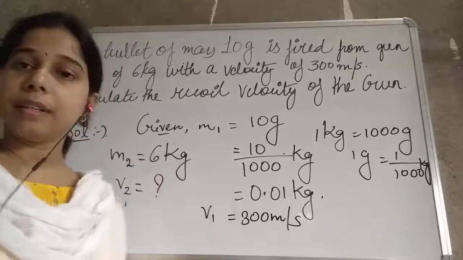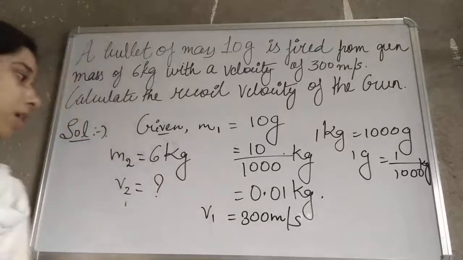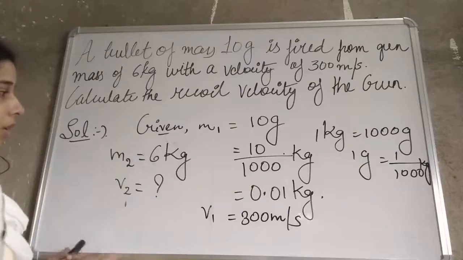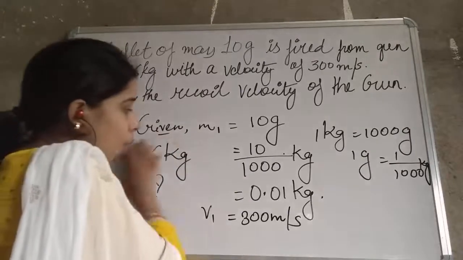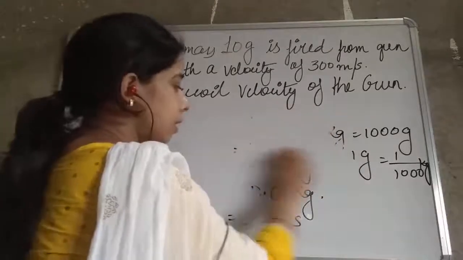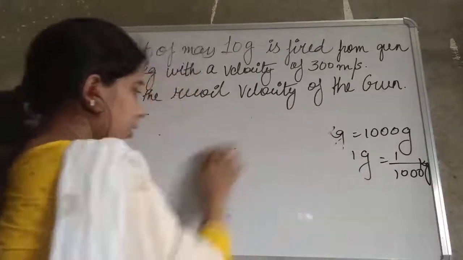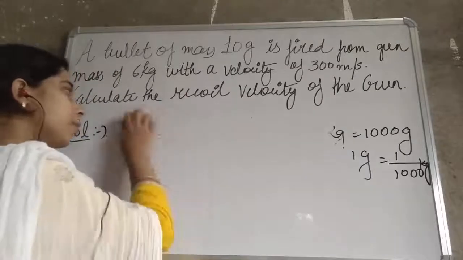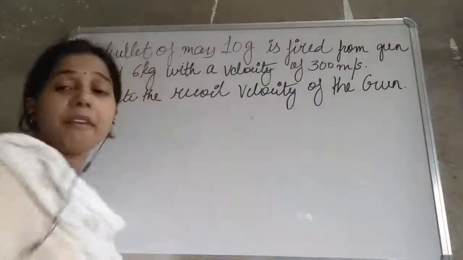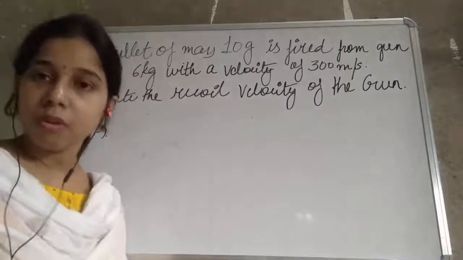So we have to find the recoil velocity, or the V2, of this gun. By applying the law of conservation of momentum, in which the initial momentum is equal to the final momentum, it means m1 u1 is equal to m2 v2.